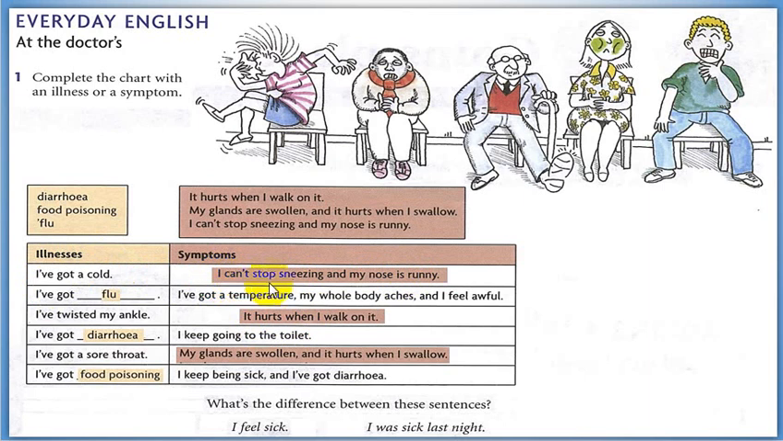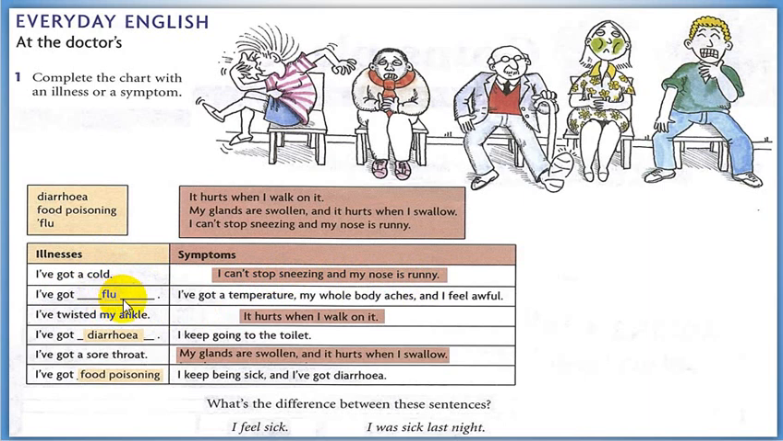السيمتوم هو شنو؟ I can't stop sneezing and my nose is runny. So when we have a cold we can't stop sneezing, لا نستطيع التوقف عن العطاس, and my nose is runny, وتكون يعني أنوف مسكمة. Okay, I've got a flu.